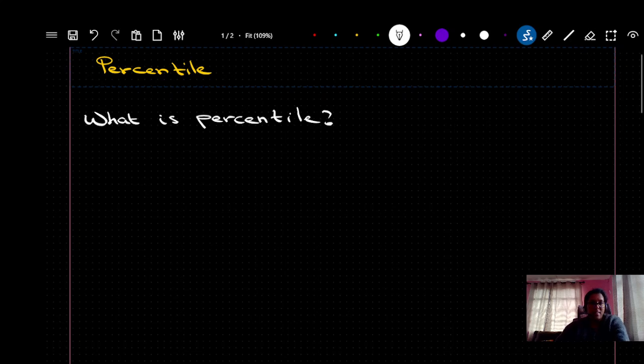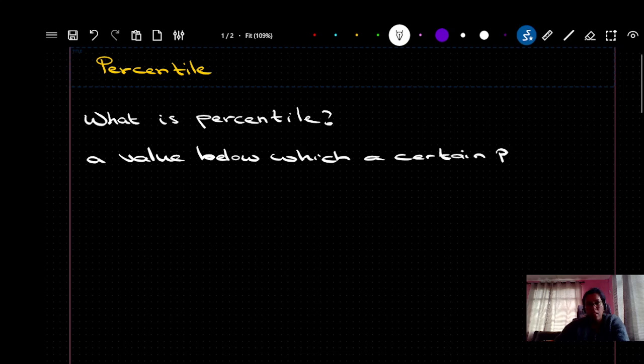So a percentile is a value below which a certain percentage of observations lie.